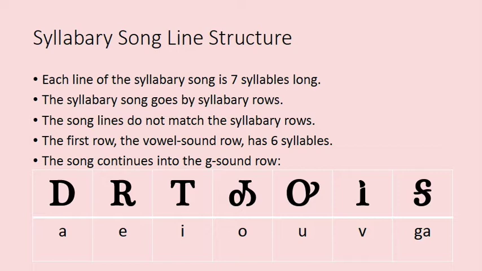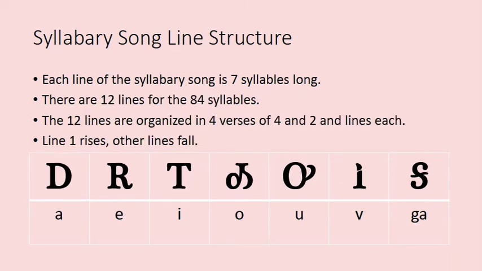The first row, the vowel sound row, the ah row, has 6 syllables, but the song continues into the ga row because it has 7 syllables. Ah, a, e, o, u, ga.